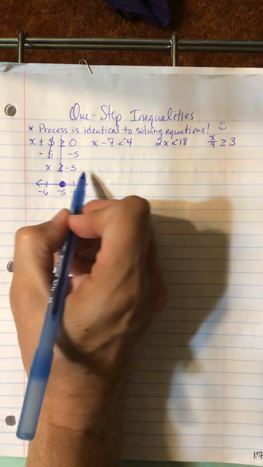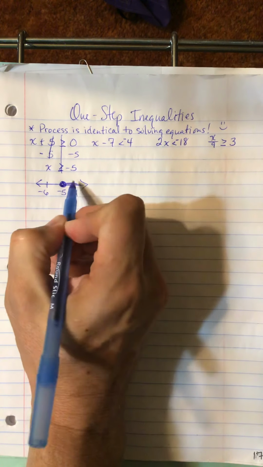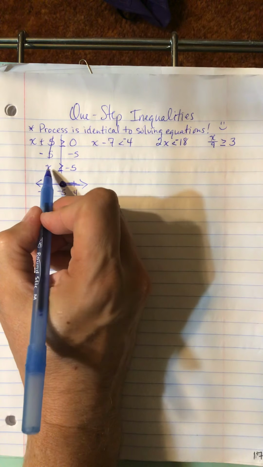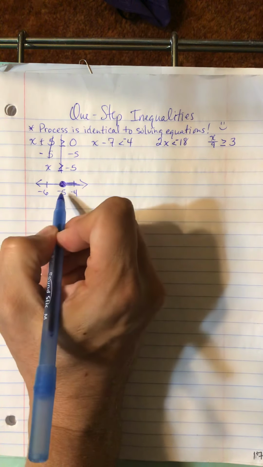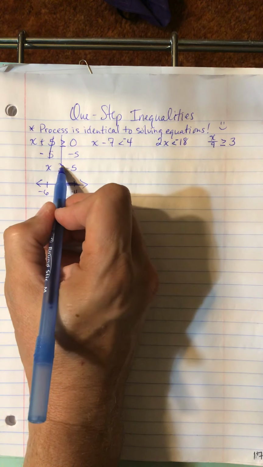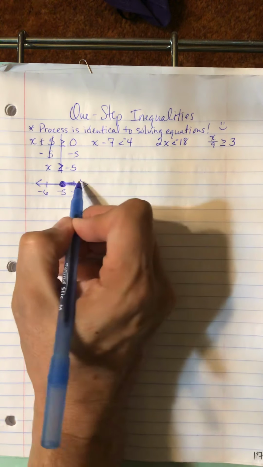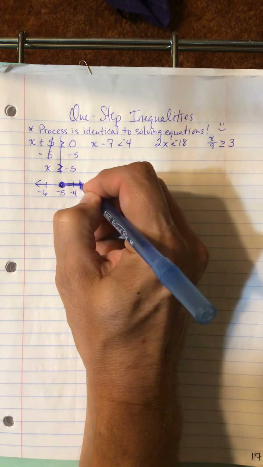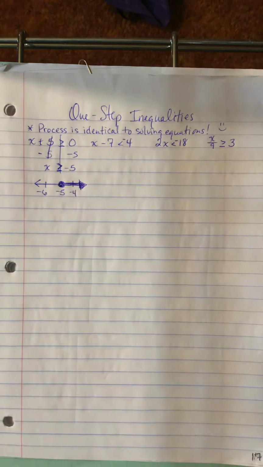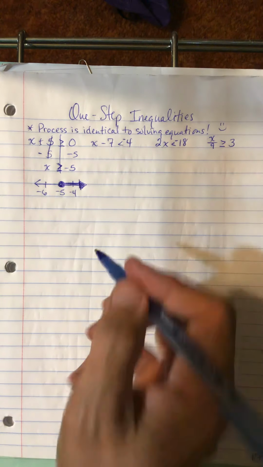Greater than means shade to the right. Now, as long as you write your variable first, you're always going to point the direction of your inequality symbol. It's pointing to the right, so I'm going to shade to the right over here. We're going to show you what to do if it's not pointing to the right here in a little bit.